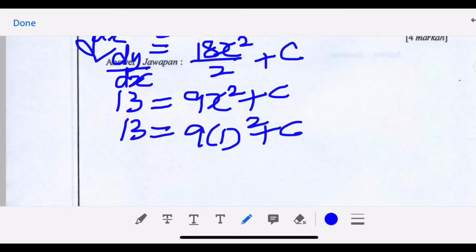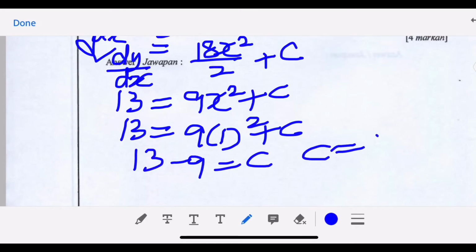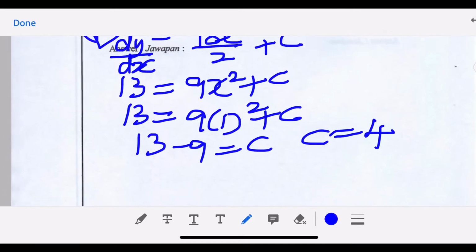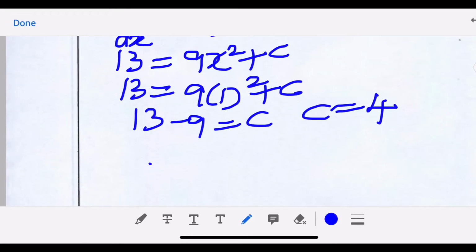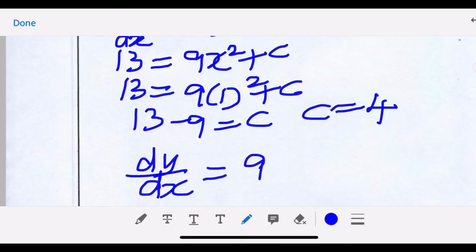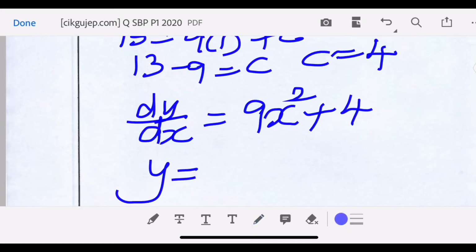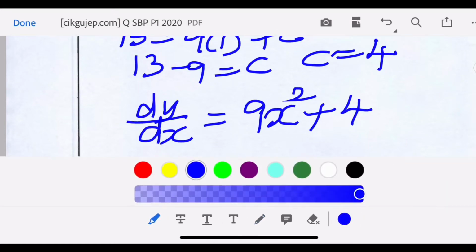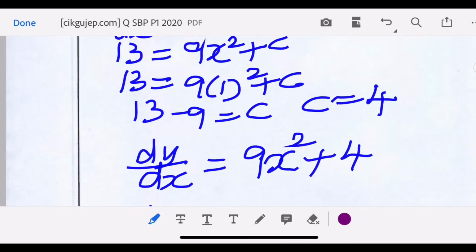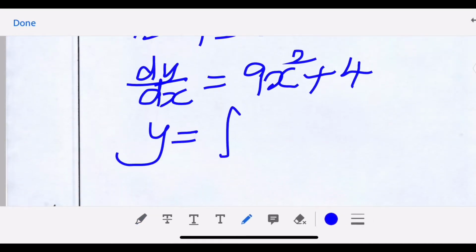So I substitute the x equal to 1. So I got the c is 13 minus 9, so c is 4. So if c is 4, then my dy/dx, I should get 9x squared plus 4. So after I get 9x squared plus 4, I will then integrate my dy/dx to get the y, which is equation of the curve.